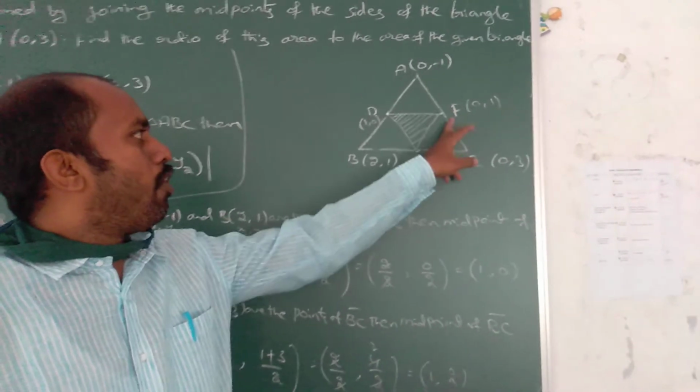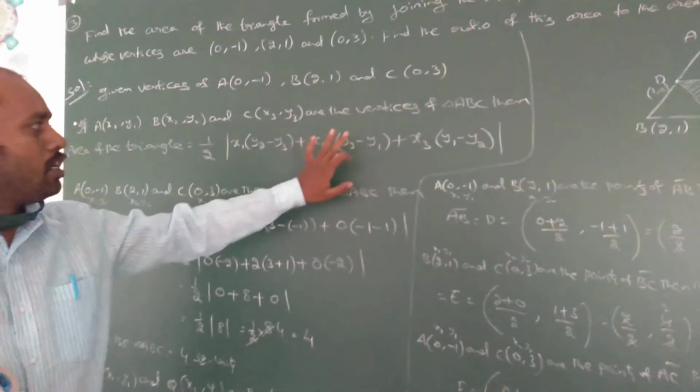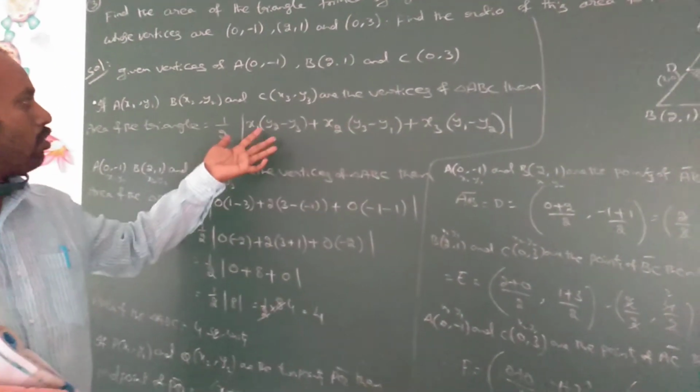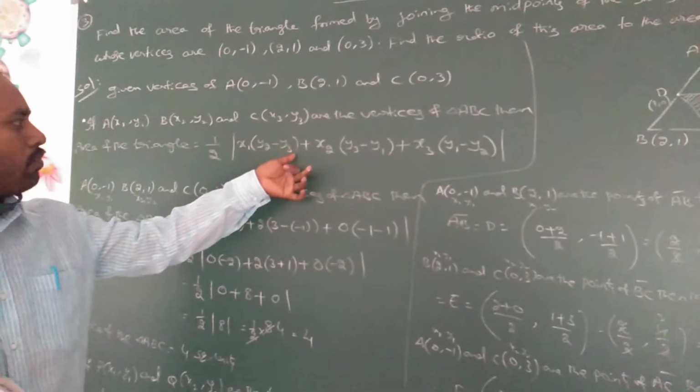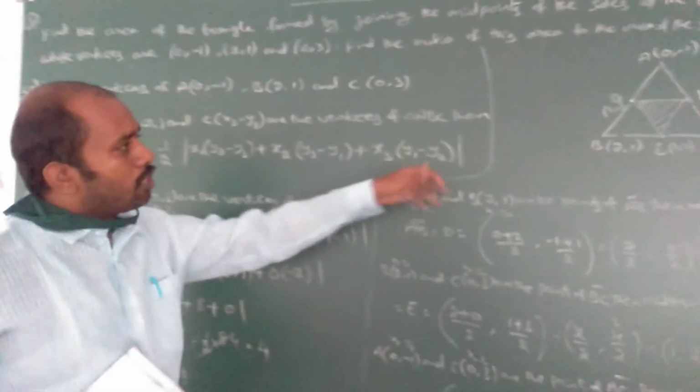Okay, already you know the formula for the area of the triangle. Here you have A(x1, y1), B(x2, y2), C(x3, y3). Then the area of the triangle is equal to half of x1 into (y2 minus y3) plus x2 into (y3 minus y1) plus x3 into (y1 minus y2). Now substitute the values of DEF in the area of the triangle.